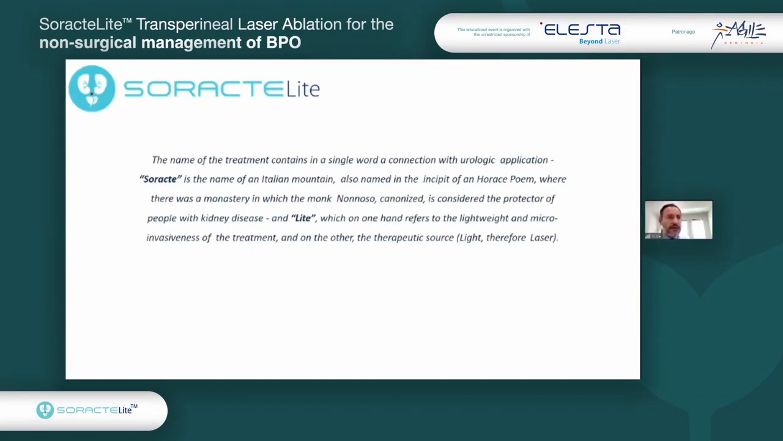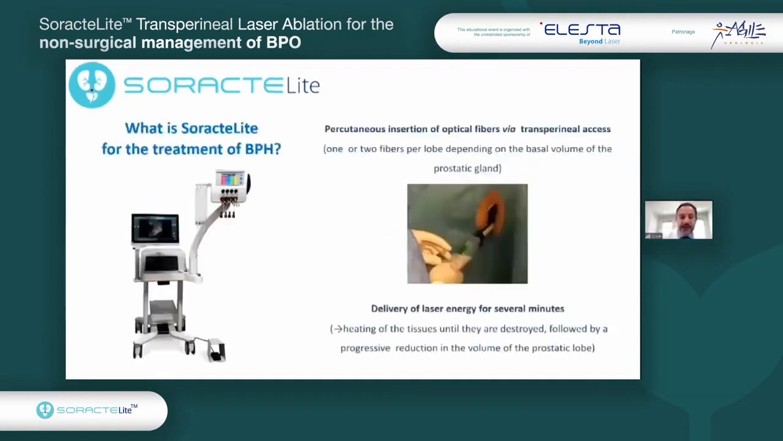So where does the Soractelite name come from? The name of the treatment contains in a single word the connection with the urological application. Soracte is the name of an Italian mountain very close to Rome, also named in the incipit of a Horace poem, where there was a monastery in which the monk Nonnoso, canonized, is considered the protector of people with kidney disease. And the last part of the name, Lite, on one hand refers to the lightweight and micro-invasiveness of the treatment, and on the other hand refers to the therapeutic source, so light and therefore laser.